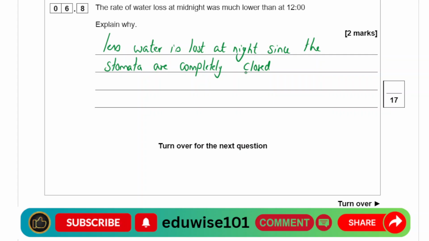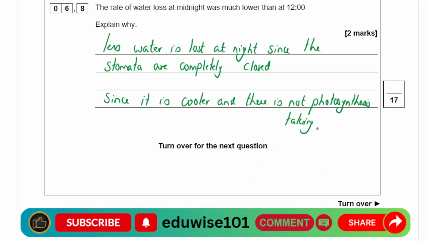The reason being, since it is cooler and there is no photosynthesis taking place at night.